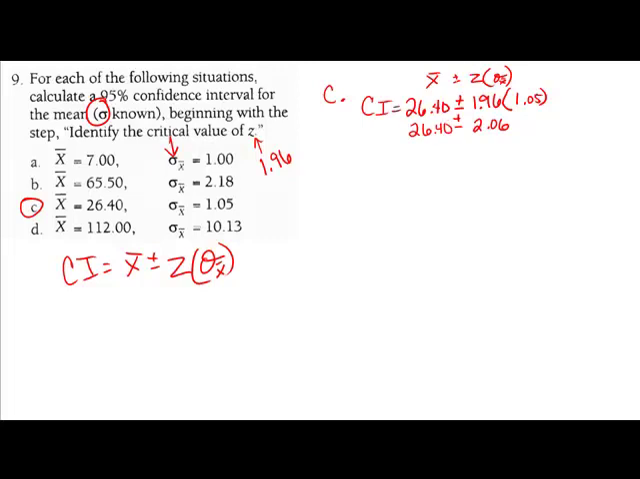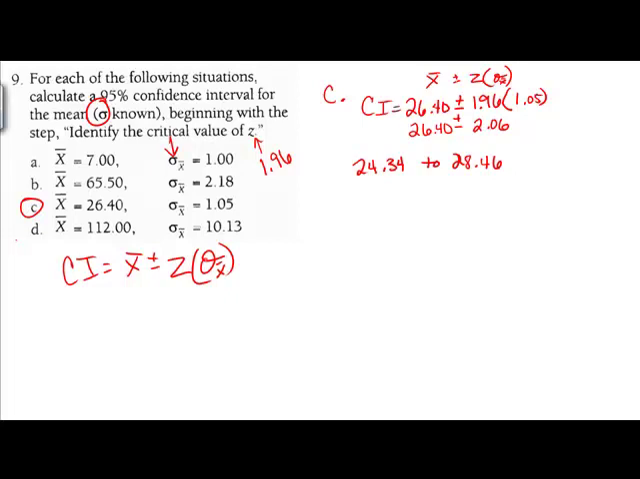And our confidence interval is going to range from 26.40 minus 2.06, which is 24.34, to 26.40 plus 2.06, to 28.46. And that's how you do a confidence interval, because that's all we've been doing this section. Let's look at another one.